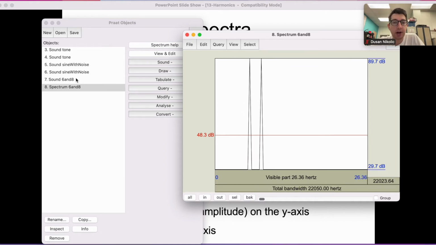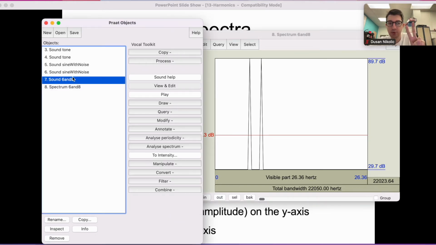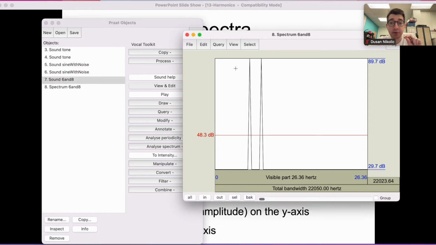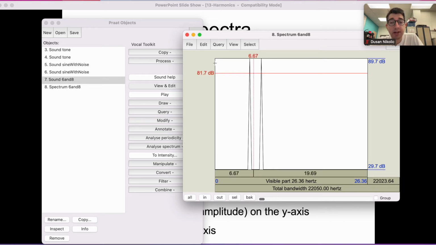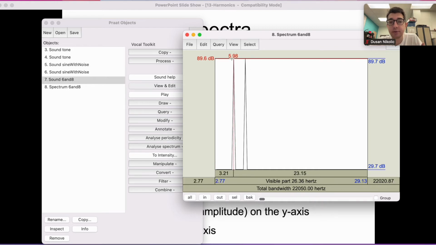As you know, I created two sine waves here. One is 6 hertz and one is 8 hertz. Both sine waves have the same amplitude. And this is the power spectrum. As you remember, the power spectrum on the y-axis, this axis, shows intensity, which is measured in decibels.